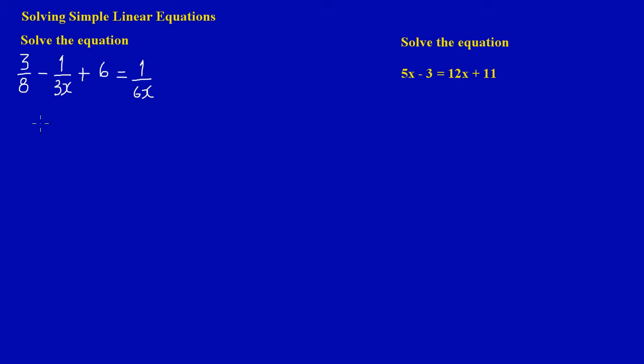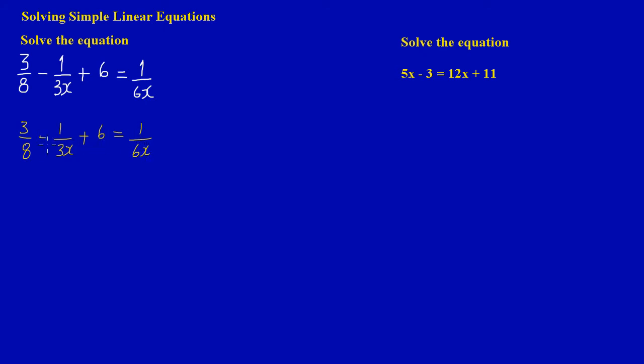Now here we have 3 upon 8, so let's just rewrite that quickly. Yes, we have 3 upon 8, minus 1 upon 3x, plus 6, and that is equal to 1 upon 6x. Basically, if you notice, we have a fraction here, 3 upon 8, another fraction 1 upon 3x plus 6, which is equal to another fraction 1 upon 6x.